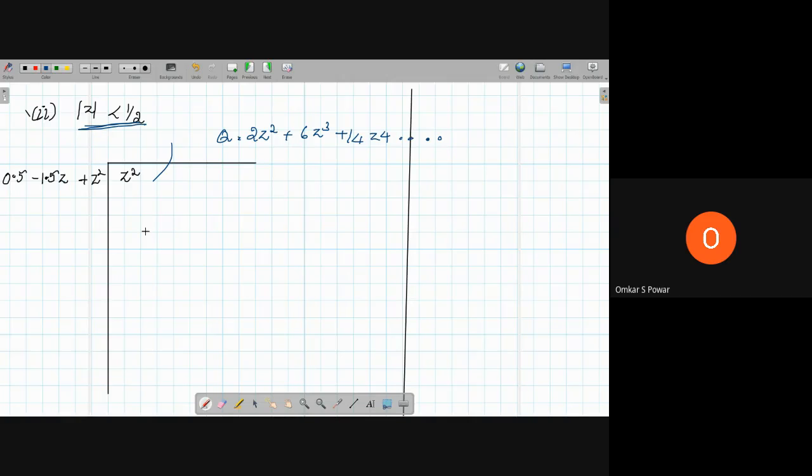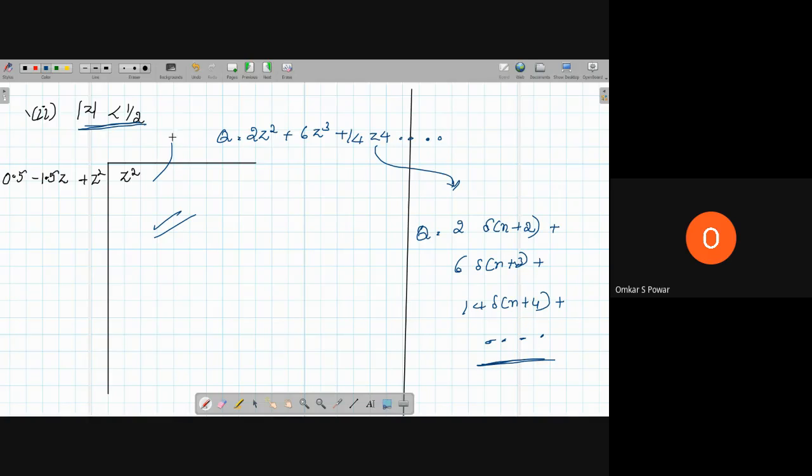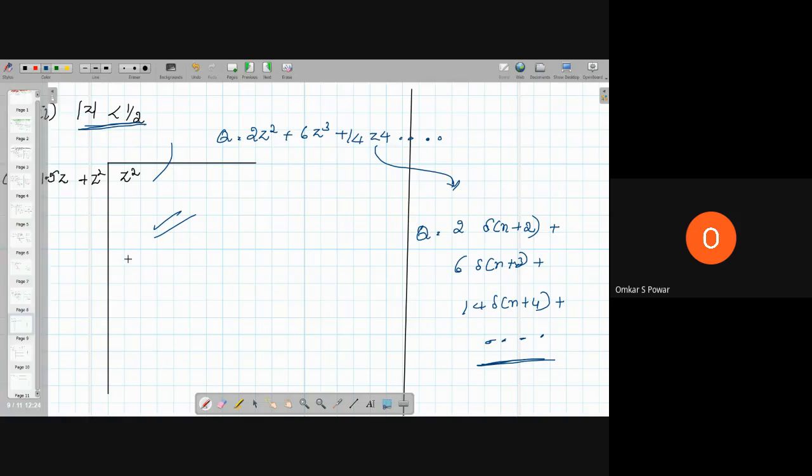If I do everything for you, there will be nothing else to do, so you have to practice it. Okay, taking the inverse, you'll get the quotient as 2 into delta of n plus 2, plus 6 into delta of n plus 3, plus 14 into delta of n plus 4, and so on. So this is your quotient.